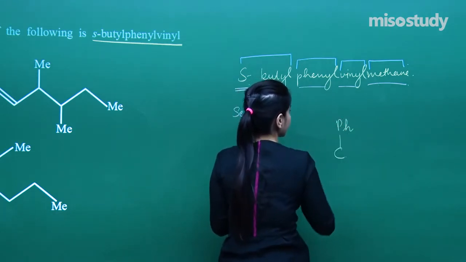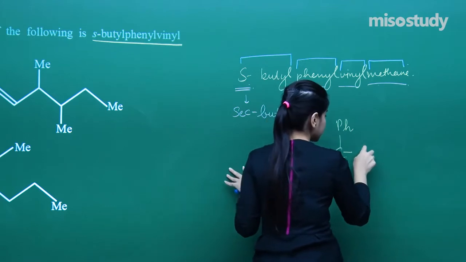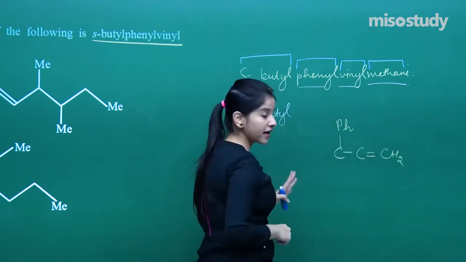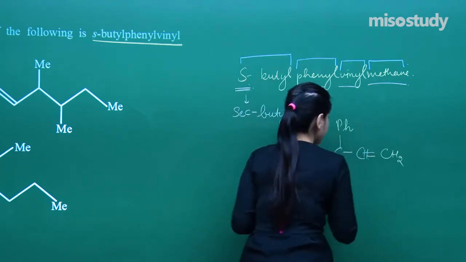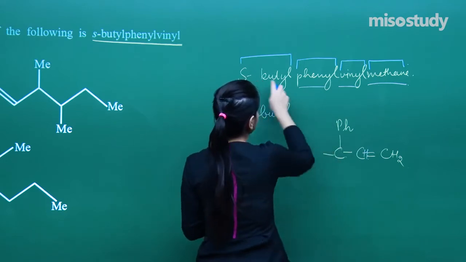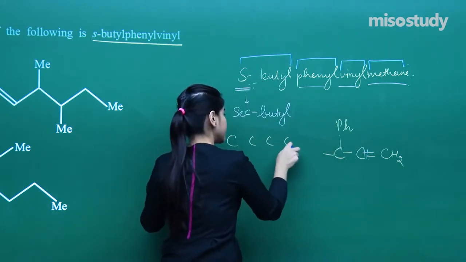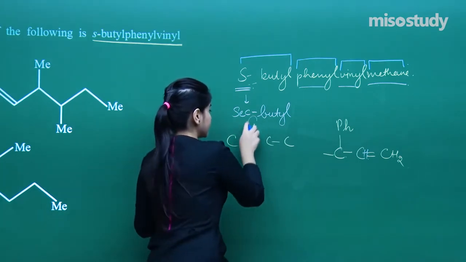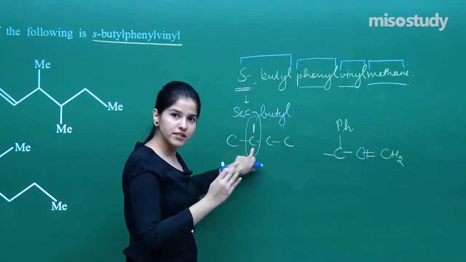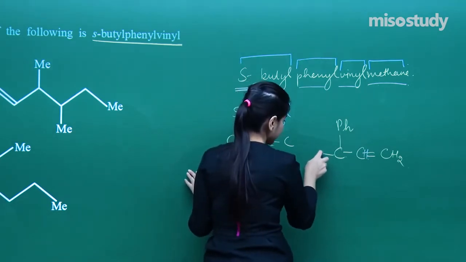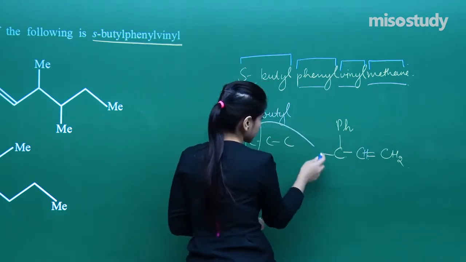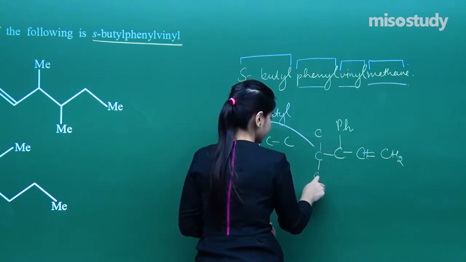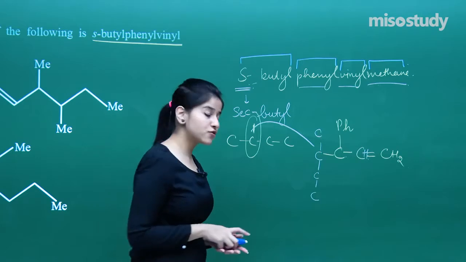So Ph for phenyl, and vinyl is something like this. That is vinyl, we already know it. That is phenyl. And I need sec-butyl. What is sec-butyl? It is butyl with one free valency on the secondary carbon atom. That is how we need to join this very carbon over here. So it would be something like this. That is how the structure is.